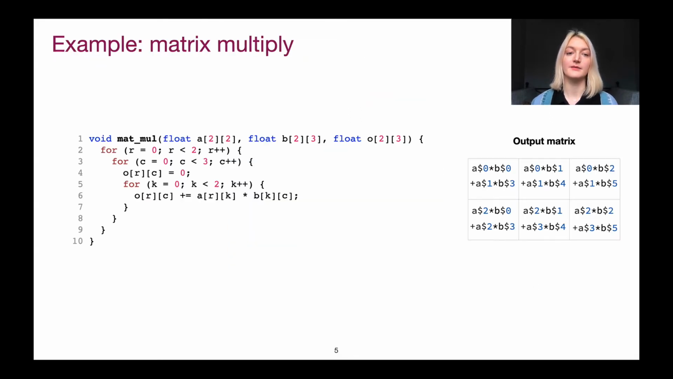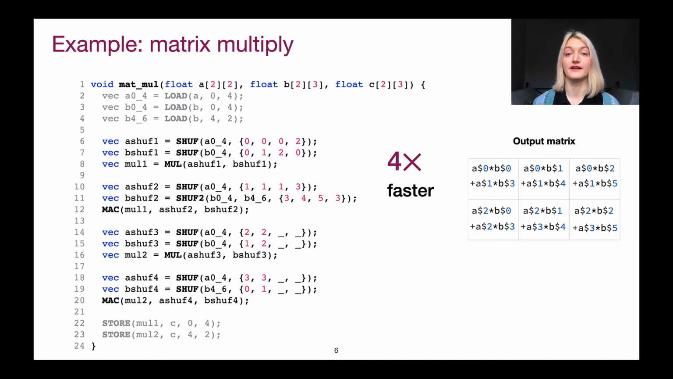So to look at an example, a matrix multiply that produces the 6-element output on the right here, we might optimize this for a particular DSP with code that looks like this. This code is 4 times faster than the scalar implementation run through the vendor's optimizing compiler for a particular DSP, the Tensilica Fusion G3 DSP.